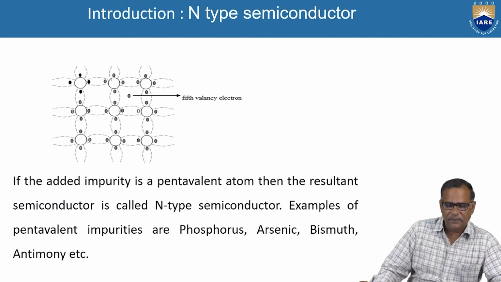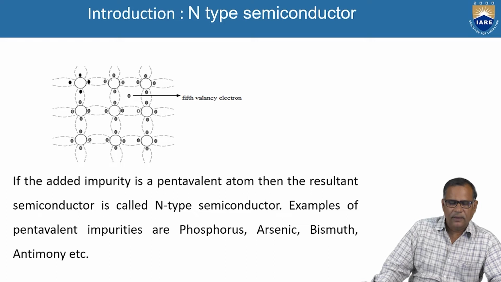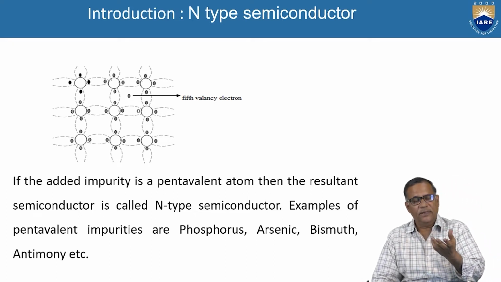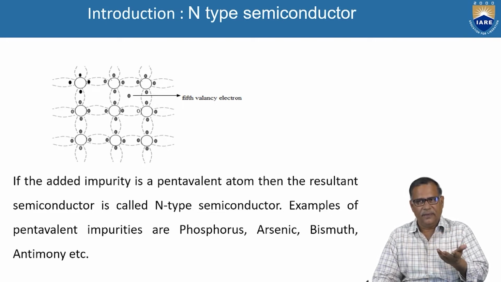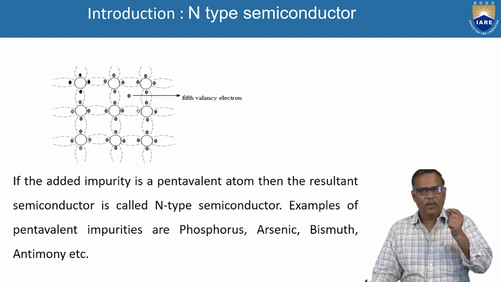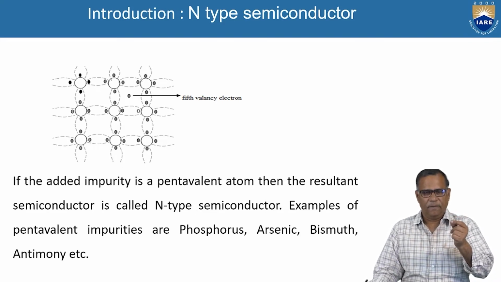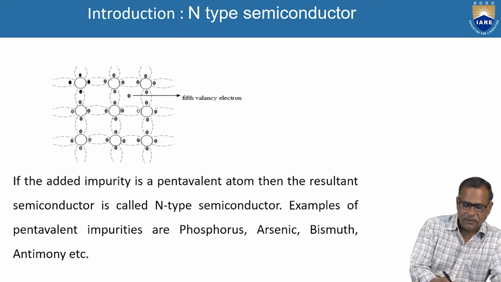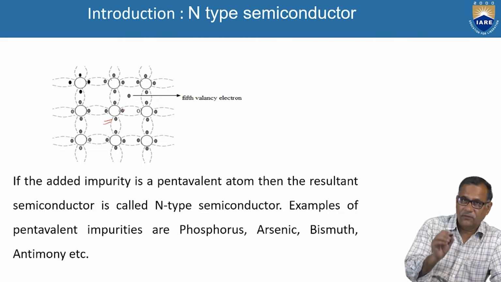Now let us see the N-type semiconductor. We have to take the intrinsic semiconductor material. Then if we add a pentavalent atom, the resultant semiconductor material is called N-type semiconductor. If we add a small amount of pentavalent atoms, as you see here, this is a pentavalent atom which has 5 electrons in the outermost orbit.